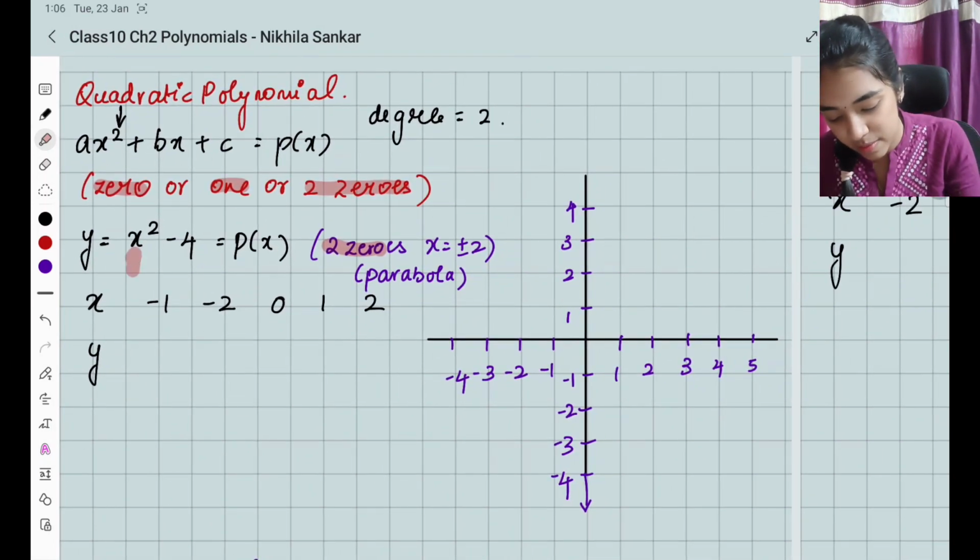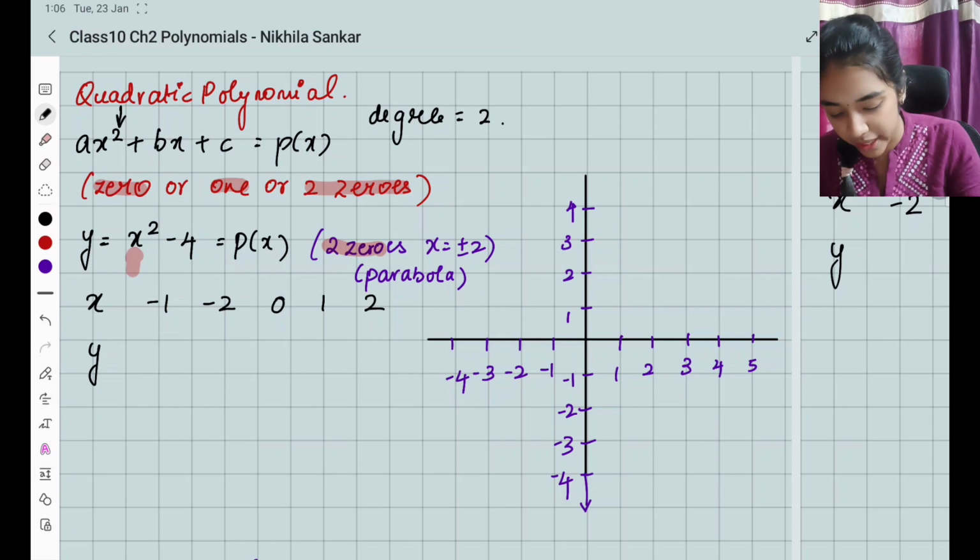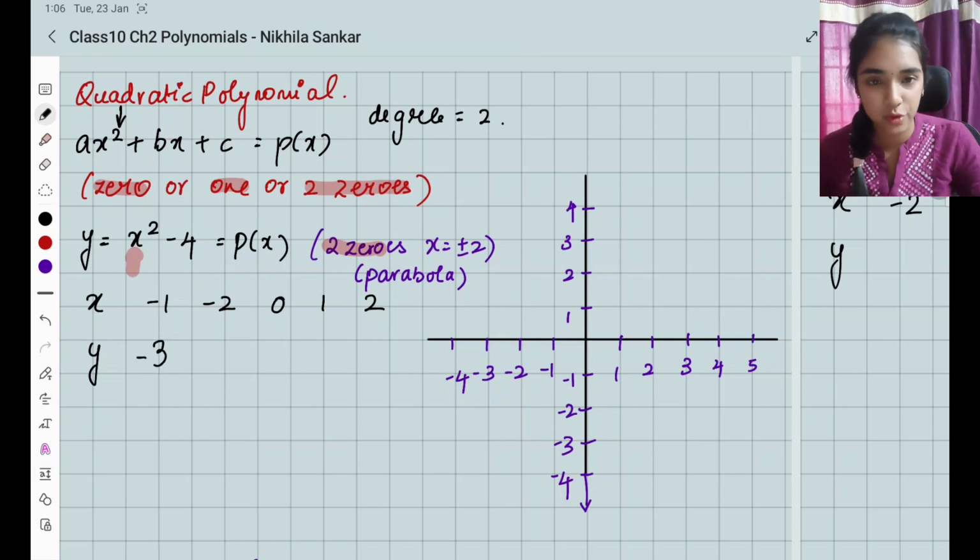இந்த இடத்துல இப்போ x க்கு minus 1 substitute பண்ணா என்னாகும்? minus 1 the whole square, which becomes plus 1. Then 1 minus 4 is going to be minus 3. So if x is minus 1, y is going to be minus 3.